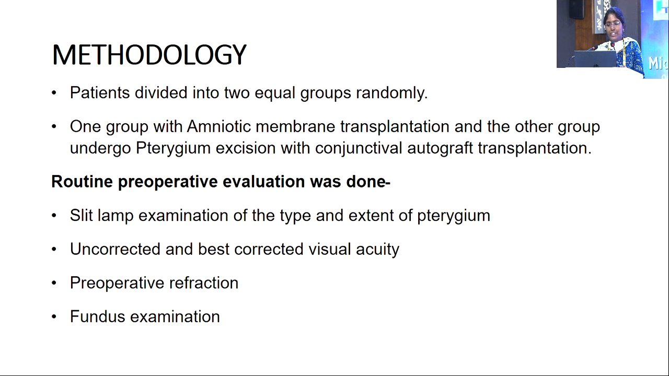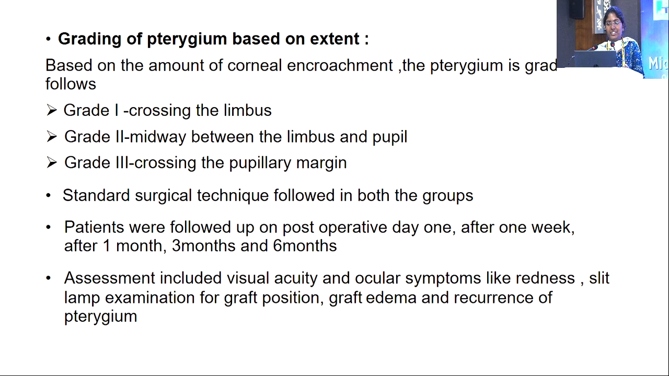Patients were divided into two equal groups randomly, one group for amniotic membrane and the other group for conjunctival autograft transplantation. Routine preoperative evaluation was done: slit lamp examination of the type and extent of pterygium, uncorrected and best corrected visual acuity, preoperative refraction, fundus examination, and grading of pterygium based on extent, that is grade 1 crossing the limbus to midway between the limbus and pupil, grade 3 crossing the pupillary margin. Standard surgical technique was followed in both the groups, and patients were followed up to 6 months.